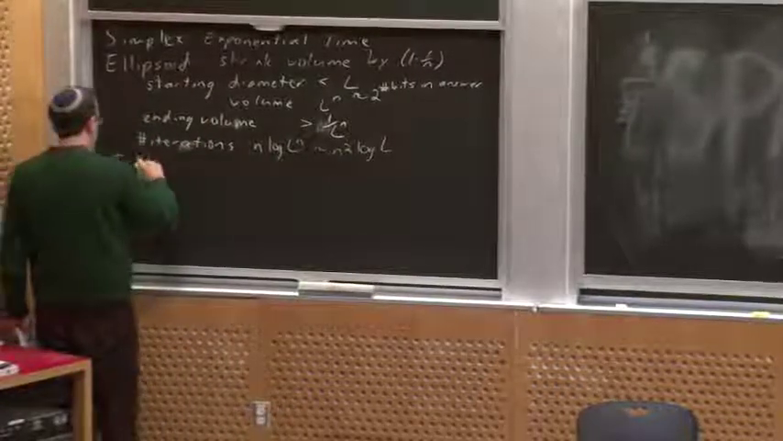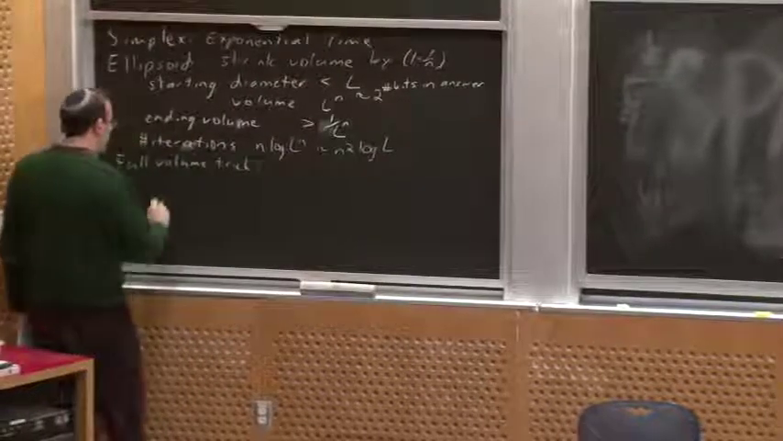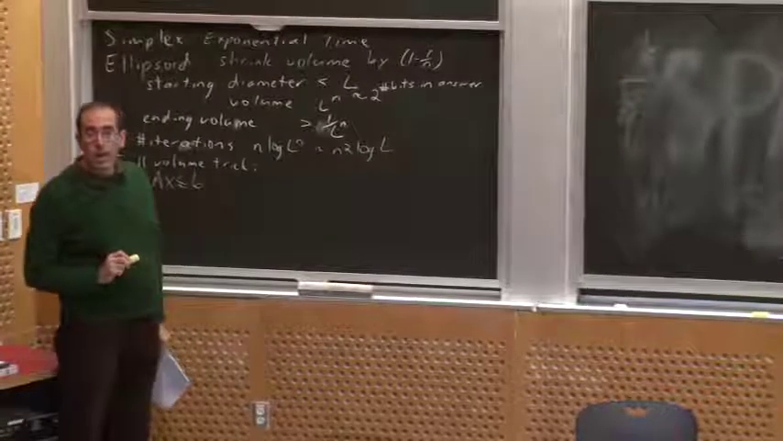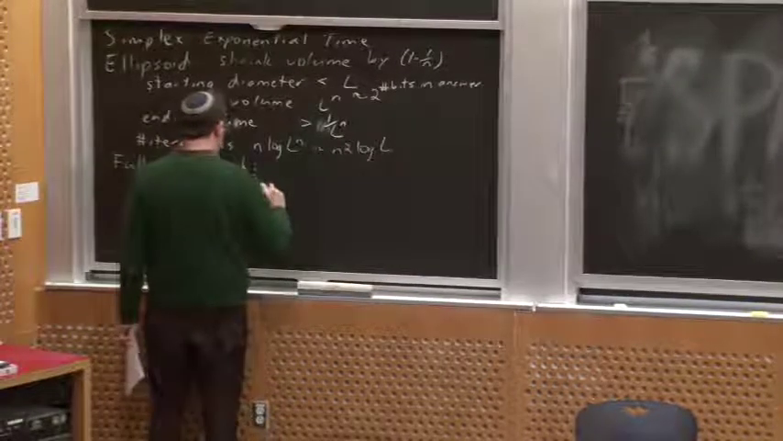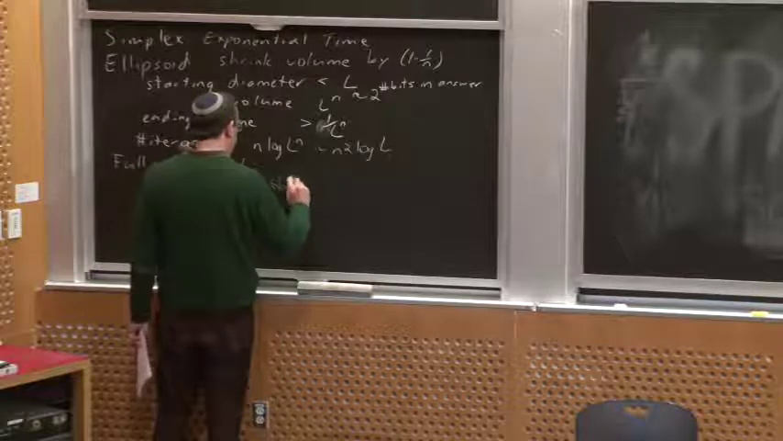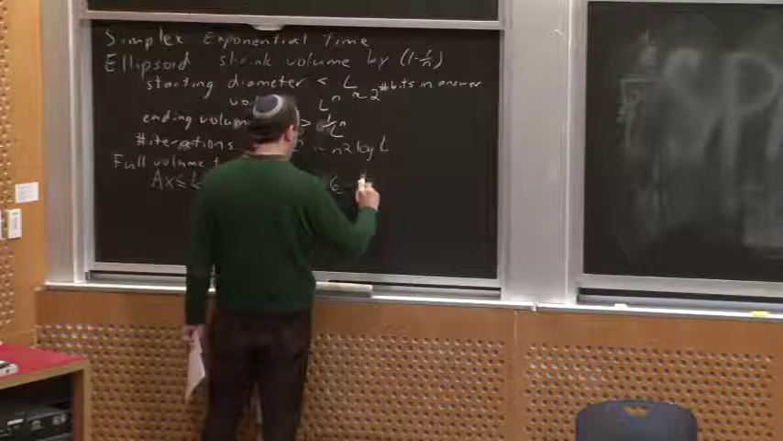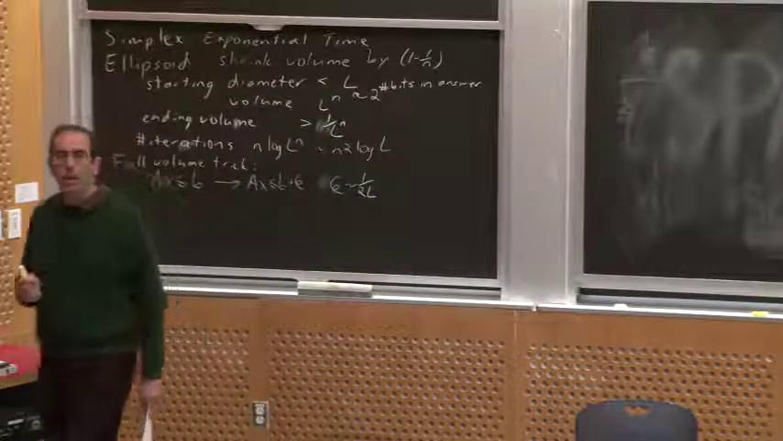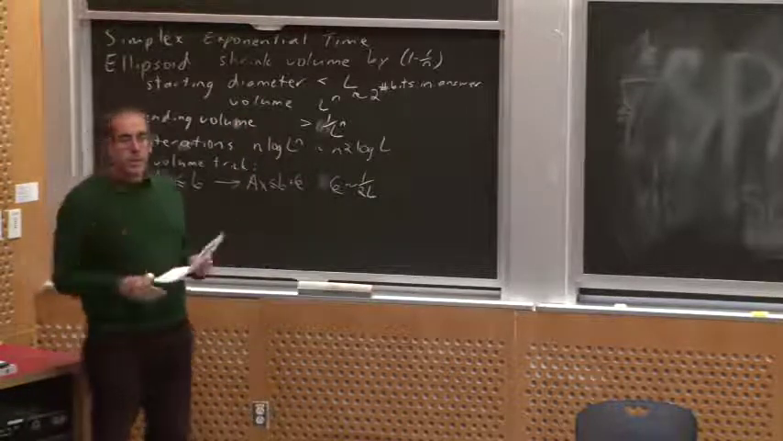So the full volume trick is basically to take your LP, which has the form Ax less than or equal to b, and I'm only going to sketch this, and you write it instead as a polytope of the form Ax less than or equal to b plus epsilon for a tiny epsilon. Epsilon's going to be about 1 over L or 2L or something like that. Okay. So why is this going to improve things?